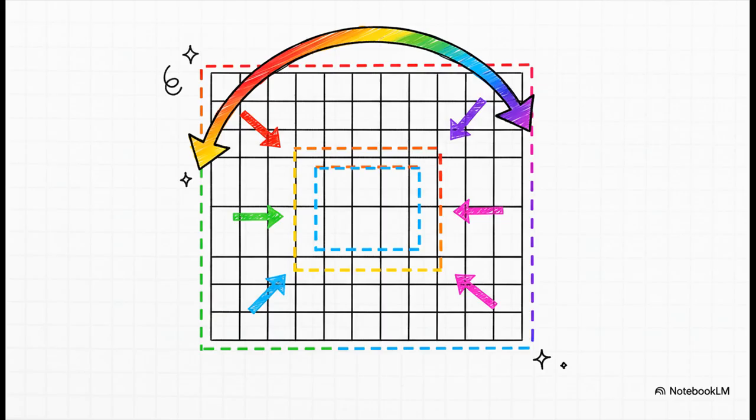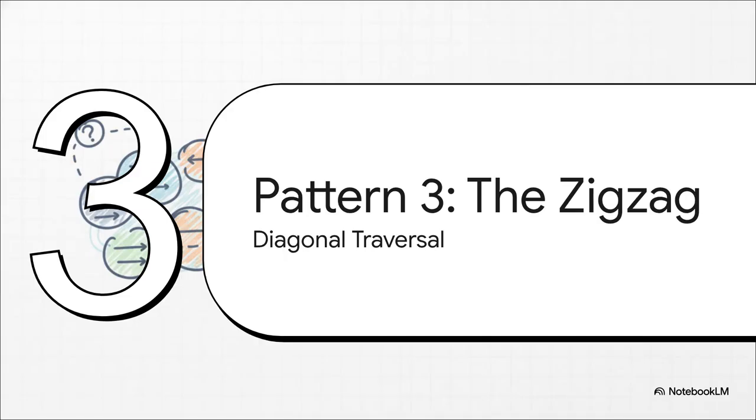The whole algorithm is just a loop that keeps going as long as your top boundary hasn't crossed your bottom one and your left hasn't crossed your right. Every time you peel a full layer, you just move those 4 boundaries inward by 1 and repeat the process. All right, time for our third and final pattern, the zigzag. This is the one that lets us navigate the matrix along its anti-diagonals in that classic back and forth motion.